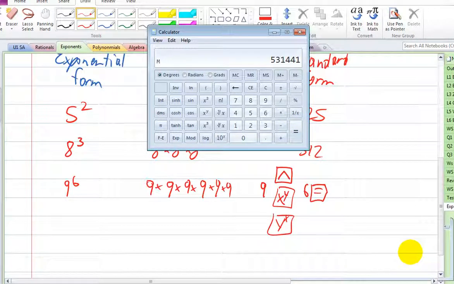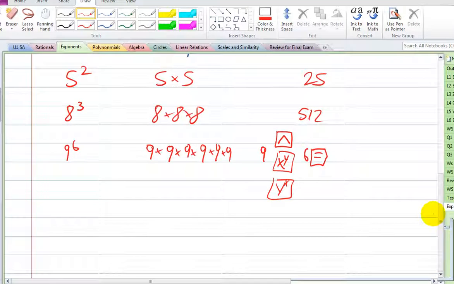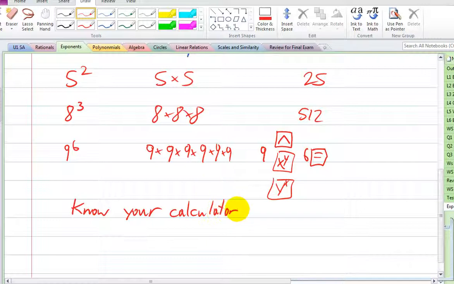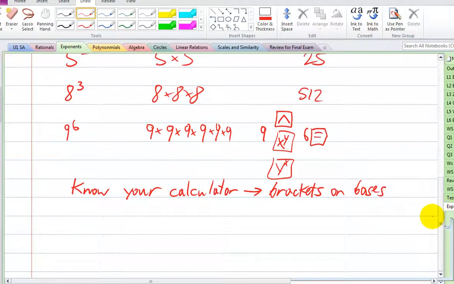Okay, any other issues? Alright, so now we've got to really play around with our calculator, and you have to know your calculator. Okay, sometimes they automatically put brackets on the bases. Some do and some don't. That's why I never enter a negative number on my calculator. Okay, because you don't know which one you have. So here's the test. I want to show you this. This is negative 2 in brackets to exponent 4.